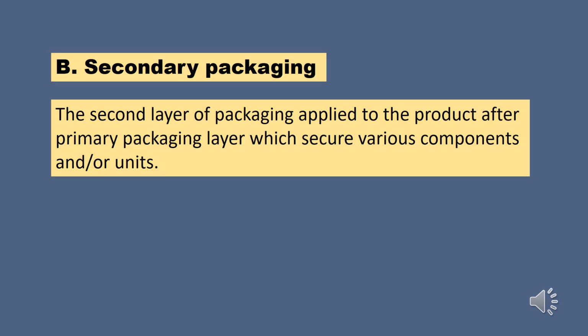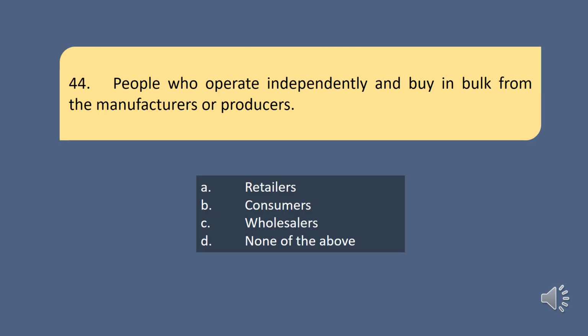The correct answer is letter B. Secondary package. The second layer of packaging applied to the product after the primary packaging layer, which secures various components and/or units.